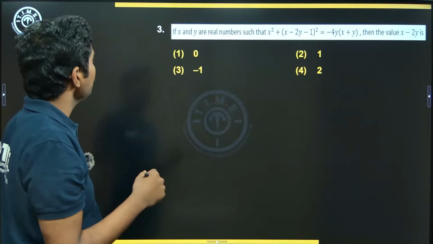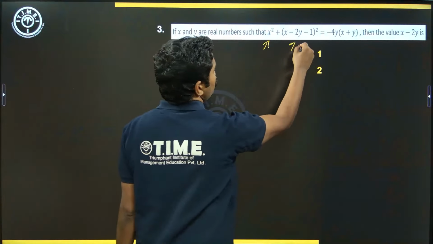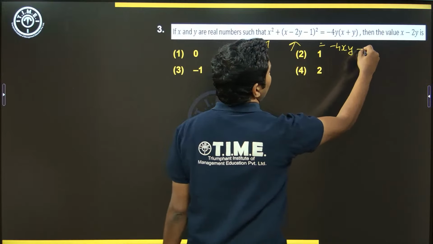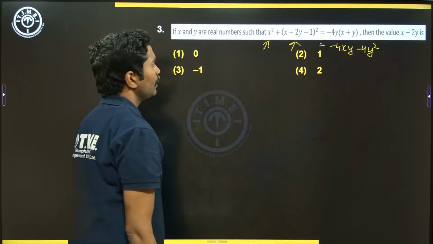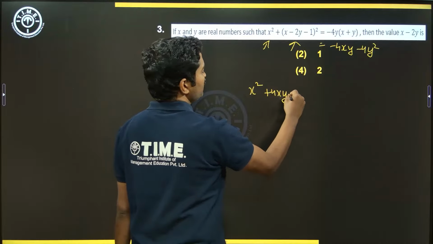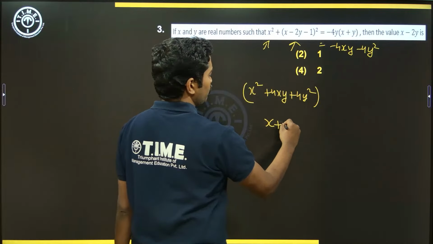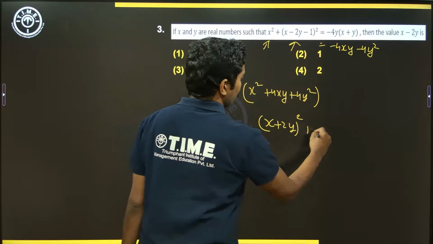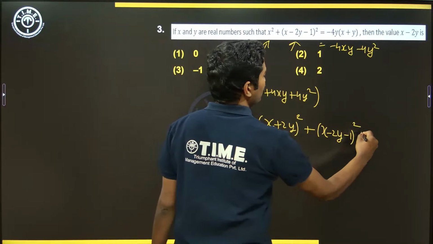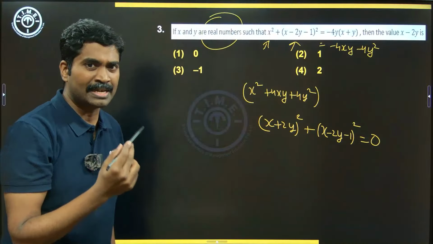Next question, if x and y are real numbers such that (x square plus x minus 2y minus 1) whole square is equal to minus 4xy minus 4y square. All right, let's bring everything to the left side. x square plus 4xy, this feels familiar, this feels comfortable. Okay, why? Because this is nothing but (x plus 2y) whole square. Good step. (x plus 2y) whole square plus (x minus 2y minus 1) whole square is equal to 0. Now, x and y are real numbers. It doesn't mention positive, but it does mention real.